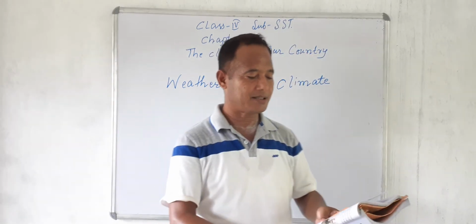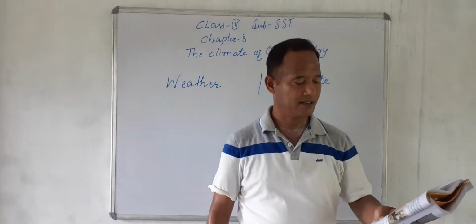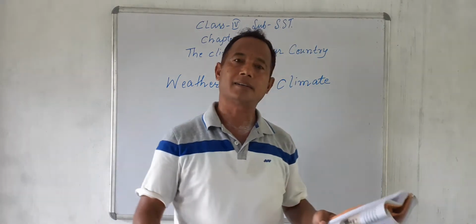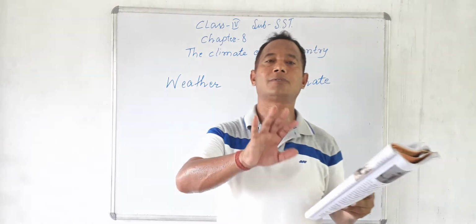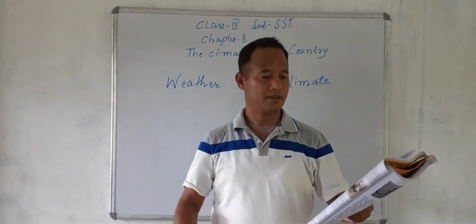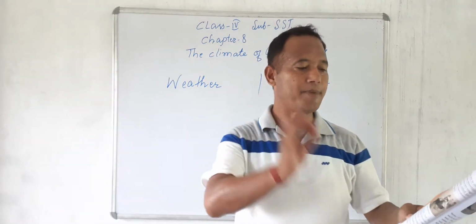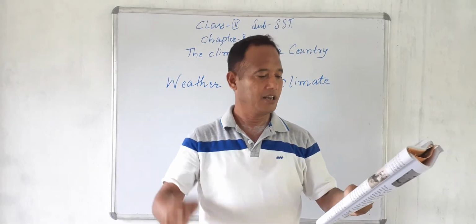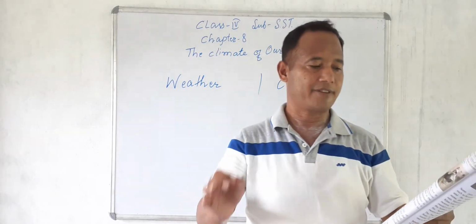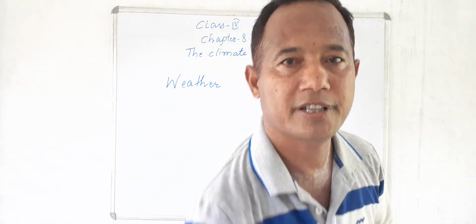Now let's discuss seasons. In India, particularly, we divide the seasons into 3 types. There are 3 main seasons during the year in our country: summer season, rainy season and winter season.